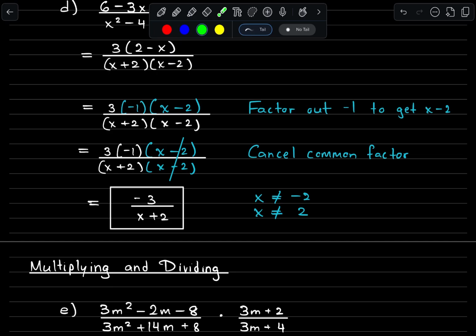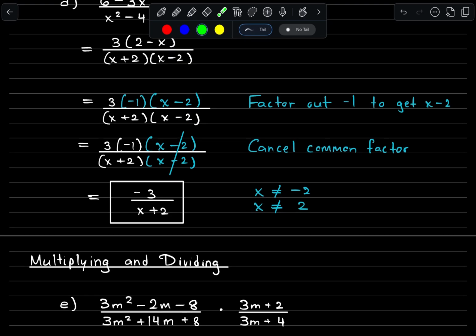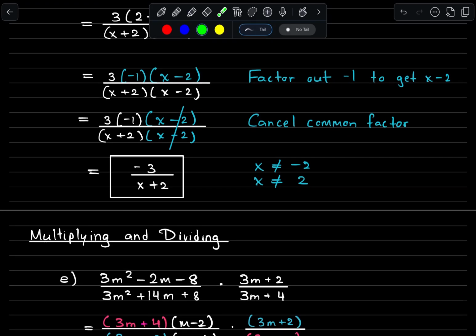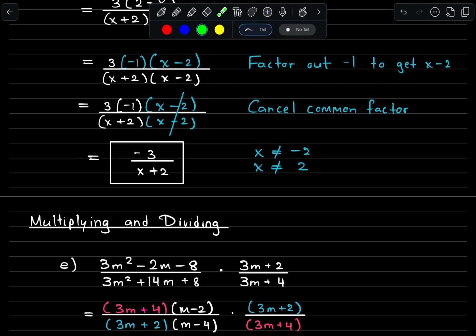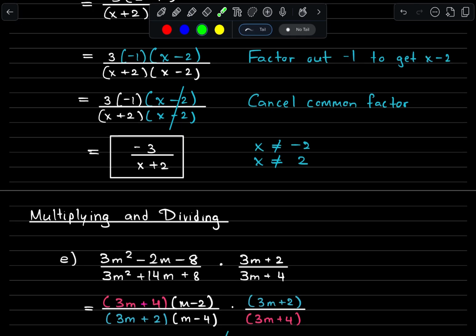So our first step here, to keep things simple, is we would want to go ahead and factor both of these using our AC method. Okay? So if we went ahead and did that, we should get 3m plus 4 times m minus 2 up top. And on the bottom, 3m plus 2 times m minus 4.